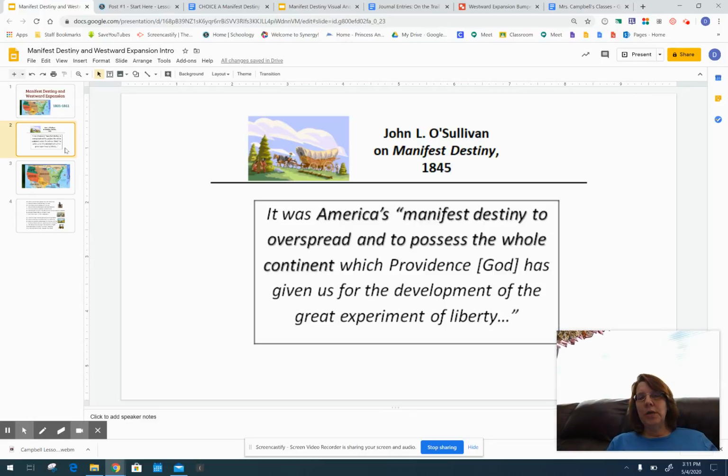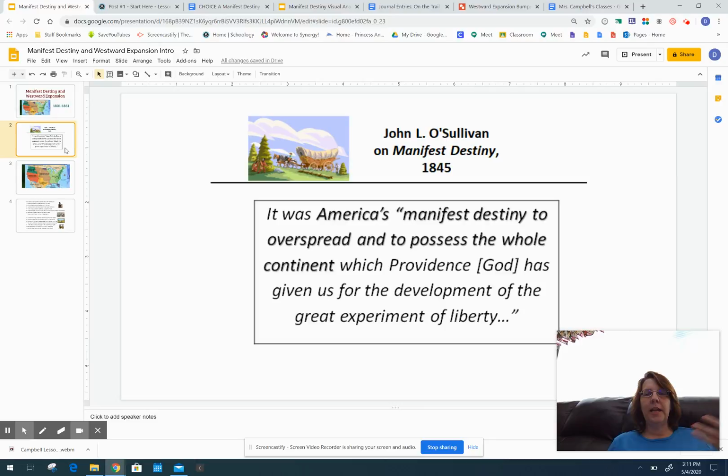John O'Sullivan was a man who wrote in 1845 about this term manifest destiny. He said it was America's manifest destiny to overspread and to possess the whole continent, which Providence, or God, has given us for the development of the great experiment of liberty. So he was putting into a newspaper what many people were thinking, that basically it was our country's manifest destiny.